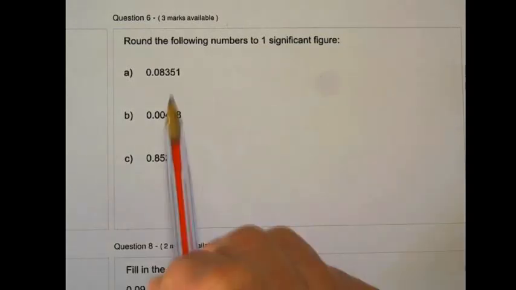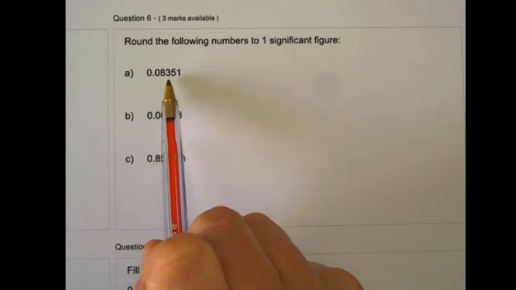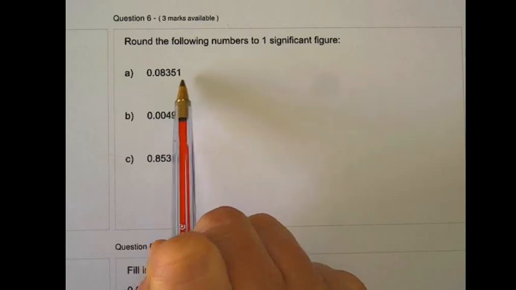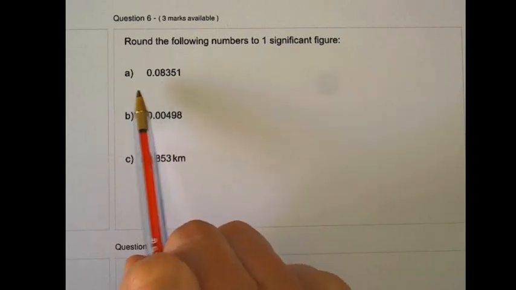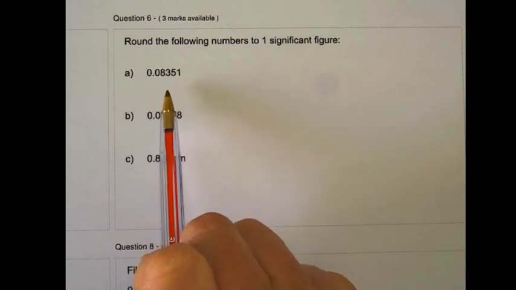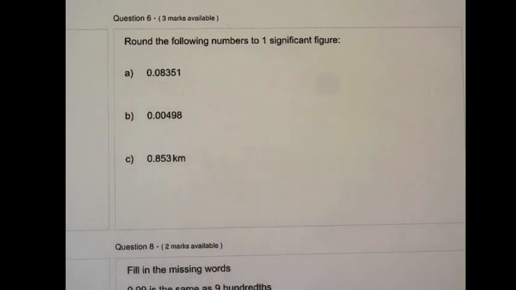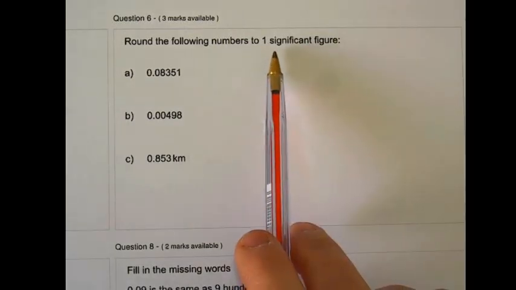So the first significant figure in our first number is the 8, the 3 is the second significant figure, the 5 is the third, the 1 is the fourth. So when you're looking at numbers less than 1, these sorts of numbers where you've got 0.000 something else, then it's only the first non-zero number that counts as a significant figure. So the question asks us to round these numbers to 1 significant figure.